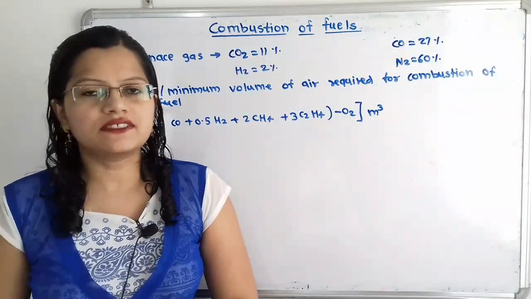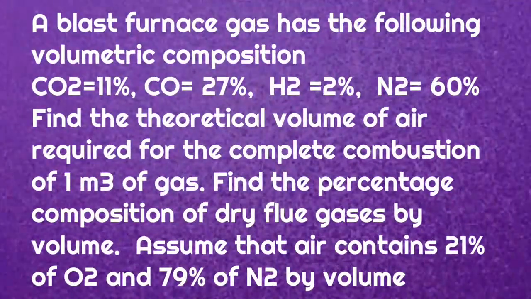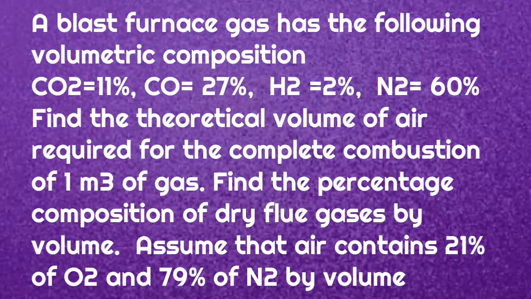Now we will move to the second question. I will read the given problem. A blast furnace gas has the following volumetric composition: CO2 11%, CO 27%, H2 2% and N2 60%. Find the theoretical volume of air required for the complete combustion of 1 meter cube of gas. Find the percentage composition of dry flue gases by volume. Assume that the air contains 21% of O2, that is oxygen, and 79% of nitrogen by volume. So this was the given question.